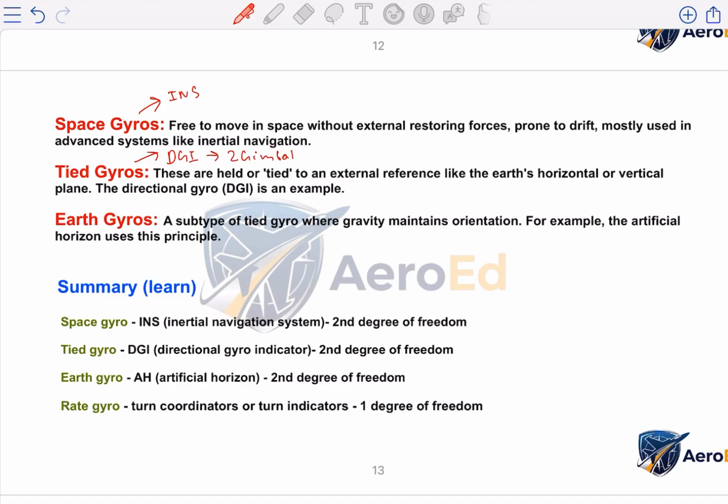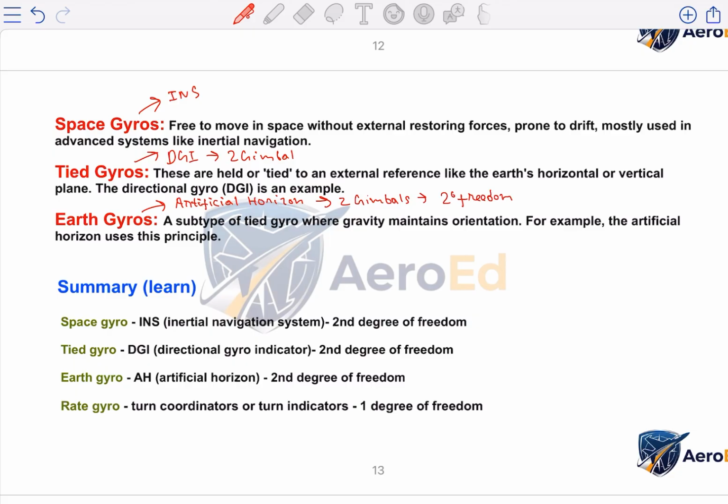Next is the earth gyro. Earth gyro is a subtype of tied gyro, as you can see, where gravity maintains orientation. By the help of gravity, it maintains its orientation, and it is used in the artificial horizon. This gyro also has two gimbals, and that means that it has 2 degrees of freedom.